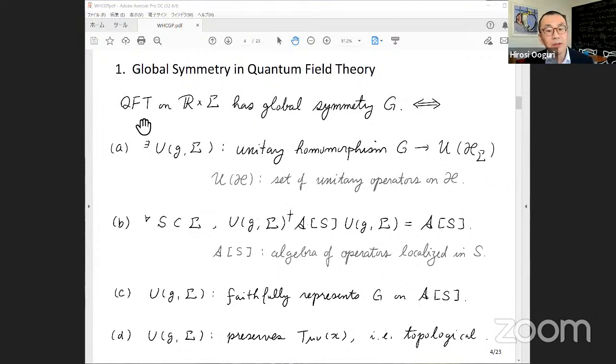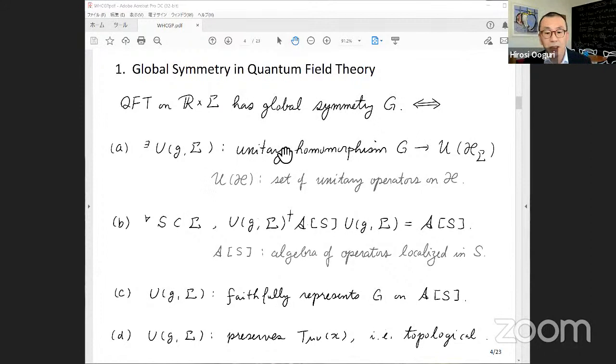So suppose you have a quantum field theory with some global symmetry G, what does it mean? I'm going to use the Hamiltonian picture. So I assume that there is a space-like Cauchy surface and time. And suppose you have a group G.